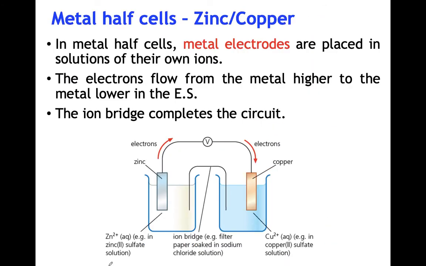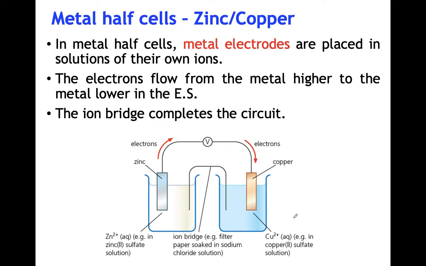And the example we've got here is the half cell made from zinc and copper. So in half cells, metal electrodes are placed in solutions of their own ions. So down here we have a zinc metal electrode in a solution of zinc sulfate. So zinc ions are present here. And here we have a copper electrode in copper sulfate, this blue solution containing copper ions.